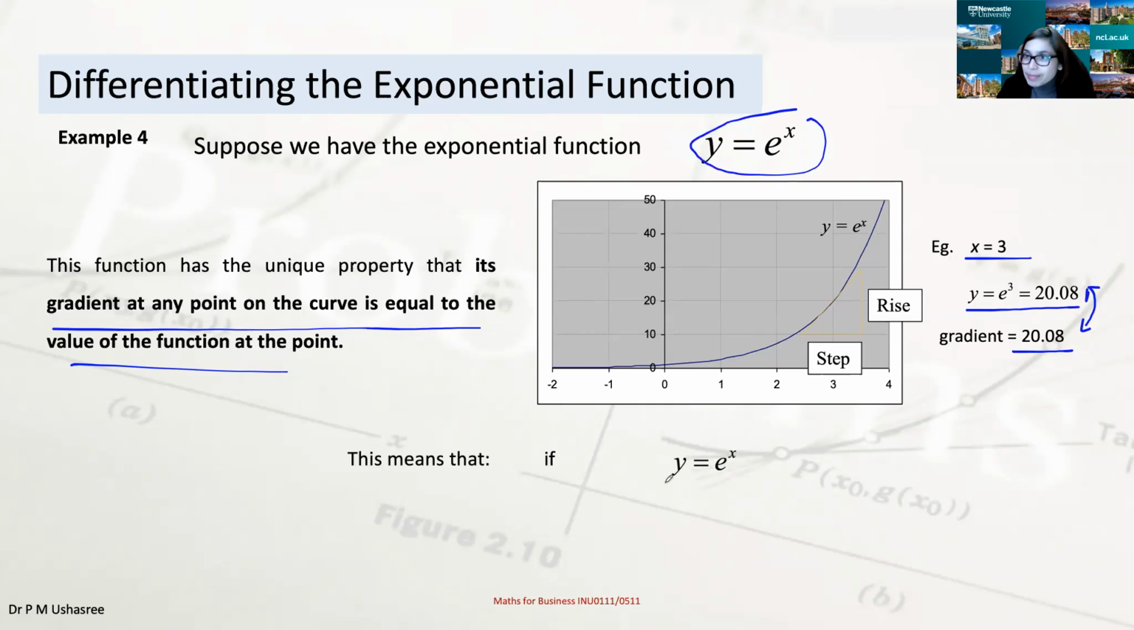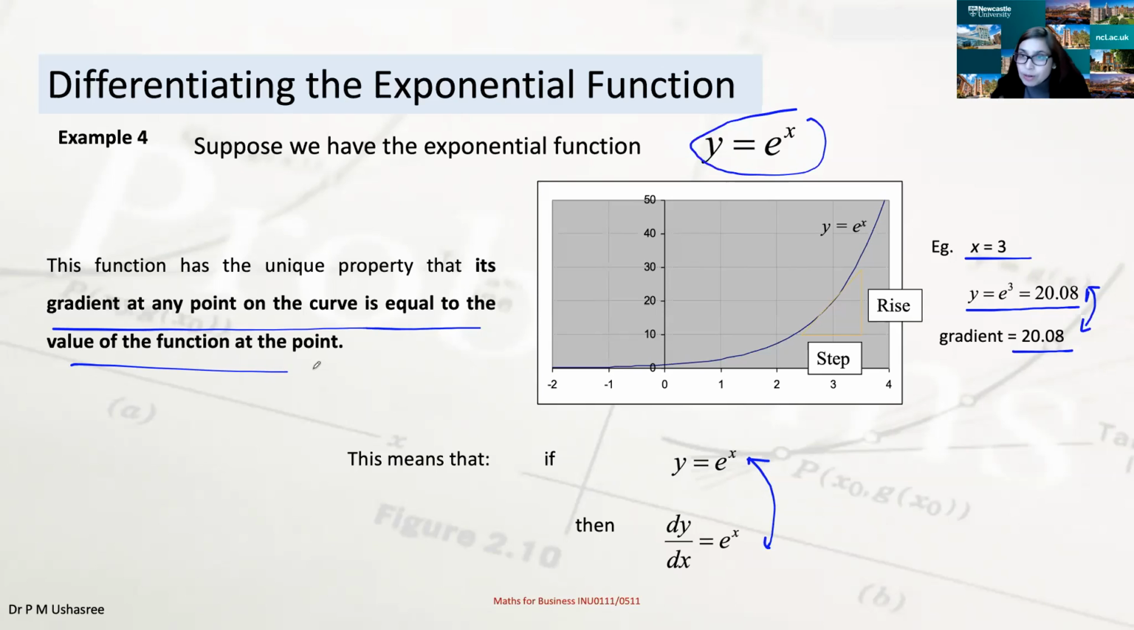So what does it mean? If y is equal to e power x, then dy by dx is also equal to e power x. Interesting, isn't it? They both are the same. That is why I have stated it here. This function has a unique property that its gradient at any point on the curve is equal to the value of the function at the point.